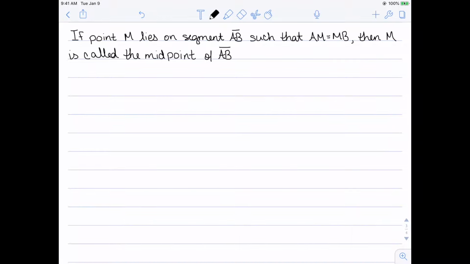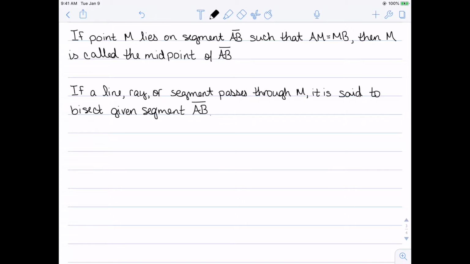For my next construction theorem, I need to introduce the idea of a midpoint. If we have a point M that lies on a given segment AB, such that the distance between A and M is equal to the distance between M and B, then we call M the midpoint of segment AB. And if we have any line, ray, or segment that passes through this midpoint M, it is said to bisect the given segment AB. Now that we have that, let's look at our next construction theorem.